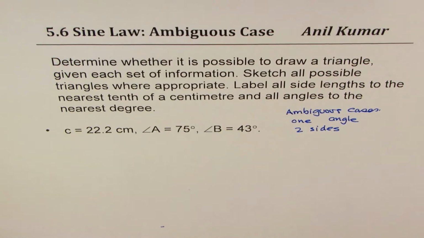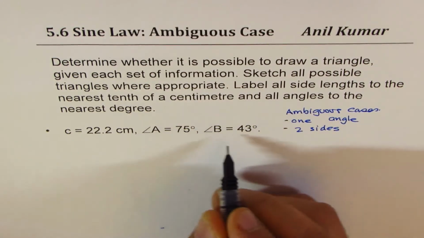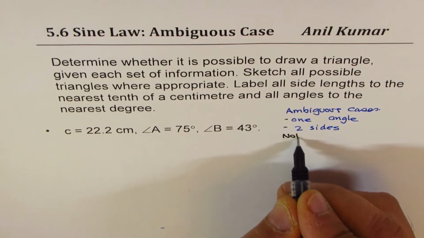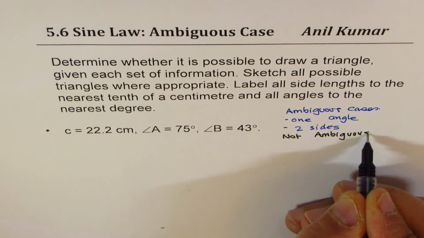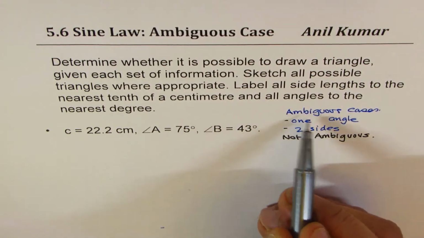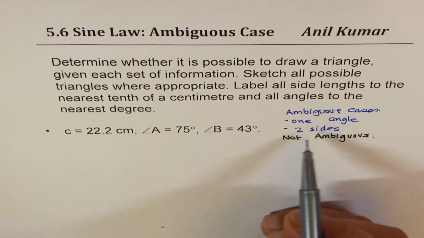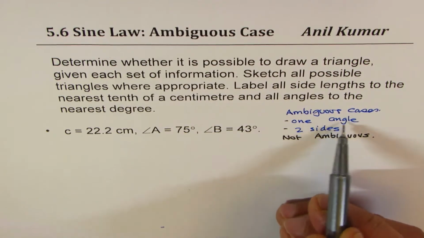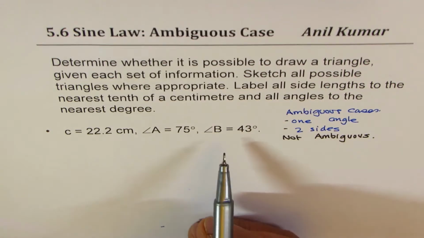So in this particular case, it is not an ambiguous case. I hope that point is clear, right? So therefore we say not ambiguous. No books will tell you that, but they do tell you that ambiguous cases are the ones in which we are given an acute angle normally and two sides. We also consider when it's an obtuse angle and you cannot form a triangle. Okay, in any case, let's move on now.